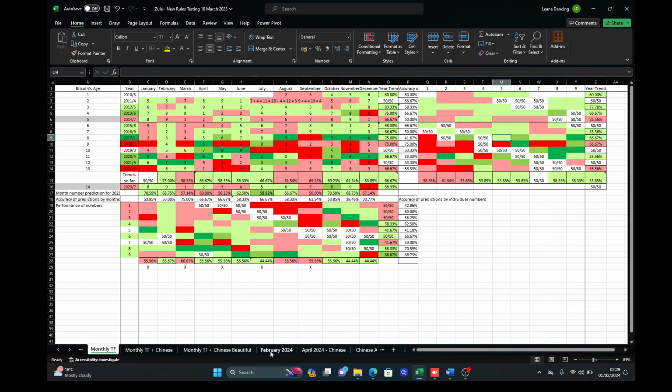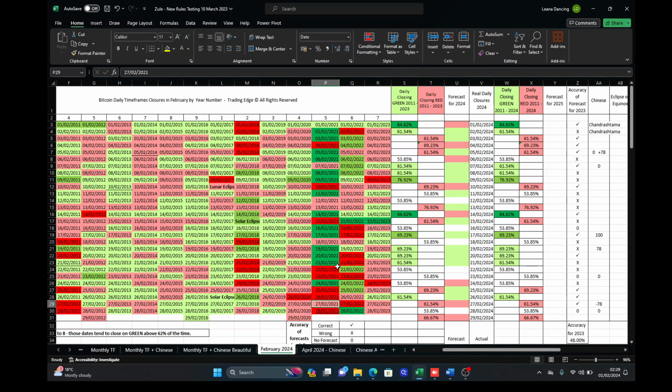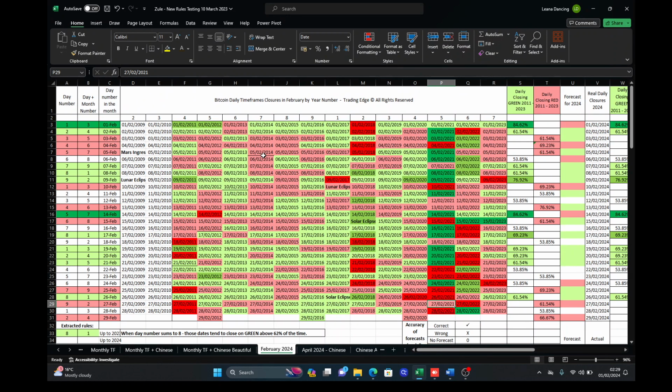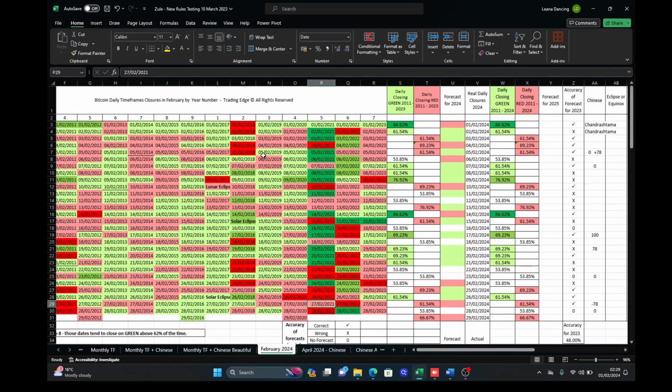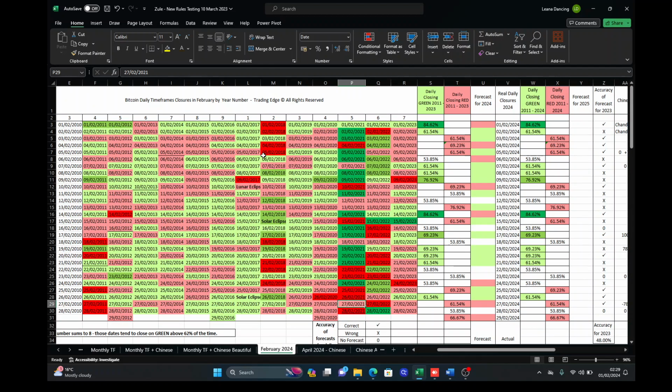For February, I have got here Bitcoin's daily closing candles. This is a different system. I have extracted all Februaries in Bitcoin's life. I have measured the green candles and the red candles, and this is a purely statistical forecast which predicts what is likely to happen.